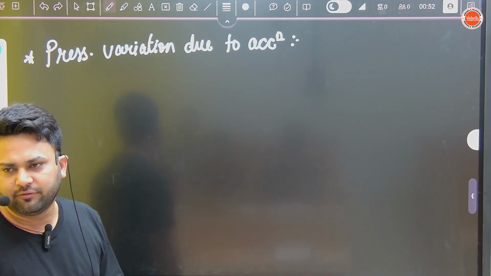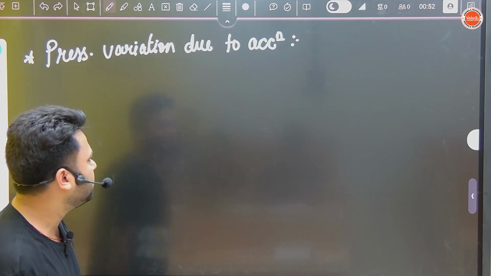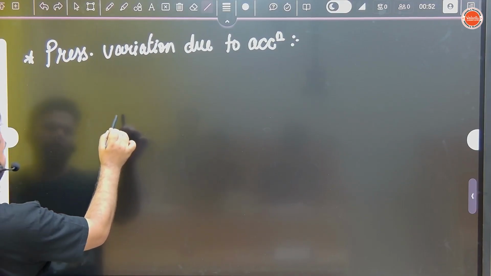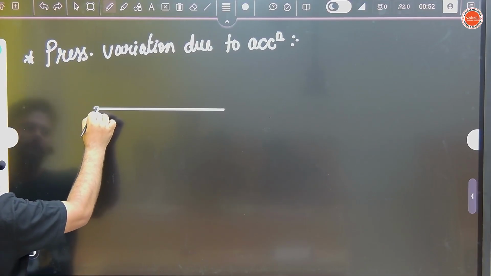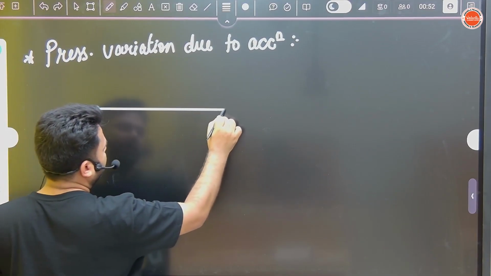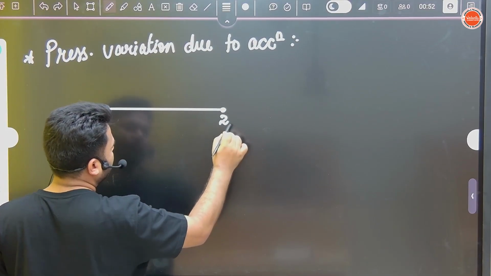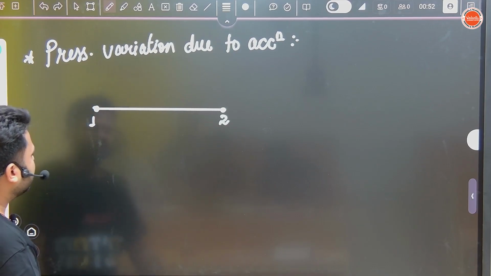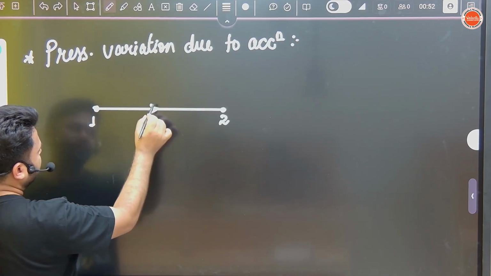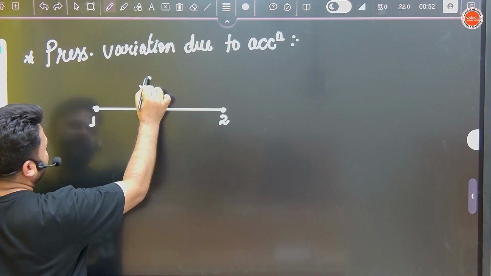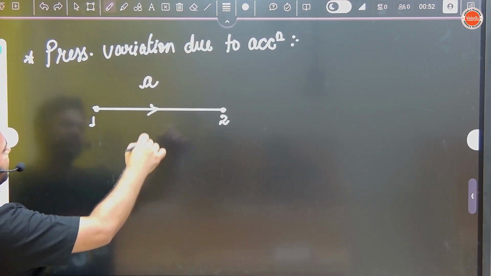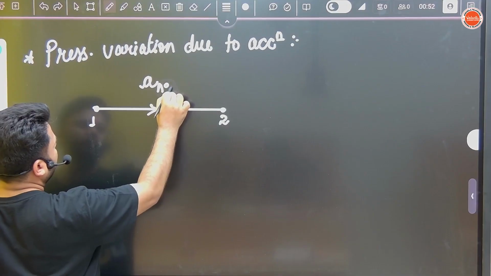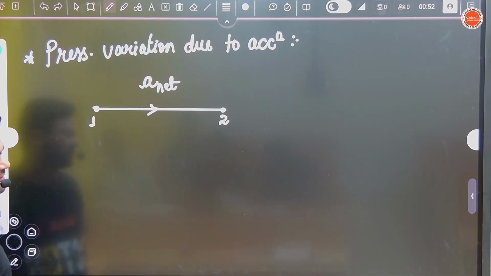Again, I am not going to prove, just you understand the concepts. Suppose we have 2 points. This is point number 1 and this is point number 2. And this is the direction of acceleration. Suppose in this direction there is acceleration A. Net acceleration I am writing A net. Net acceleration is in this direction.